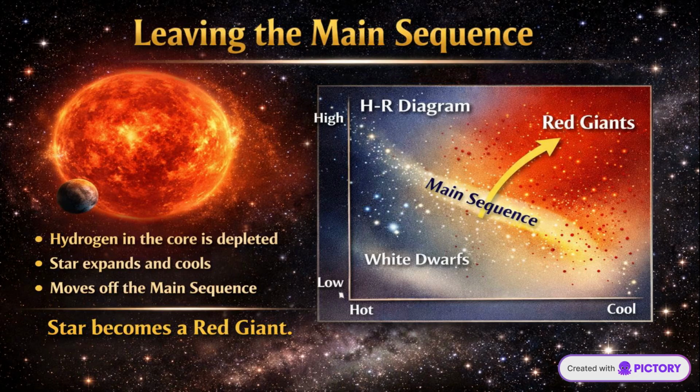As hydrogen in the core is depleted, the star can no longer maintain its previous equilibrium. The star expands and cools at the surface. On the HR diagram, it moves away from the main sequence. This transition leads the star into a new phase, the red giant stage.